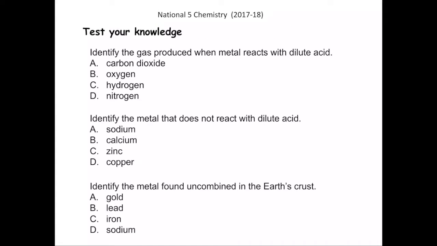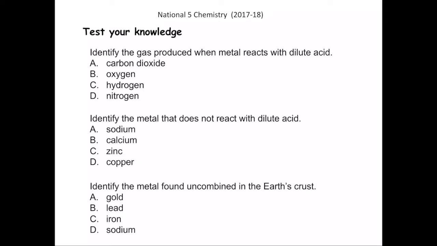So now let's try and test our knowledge and see if we have understood this reactivity series. You can pause the video here, try and answer the questions, and then come back to check your answers. The first is, identify the gas produced when metal reacts with dilute acid. A, carbon dioxide, B, oxygen, C, hydrogen, D, nitrogen. C, hydrogen is the correct answer.